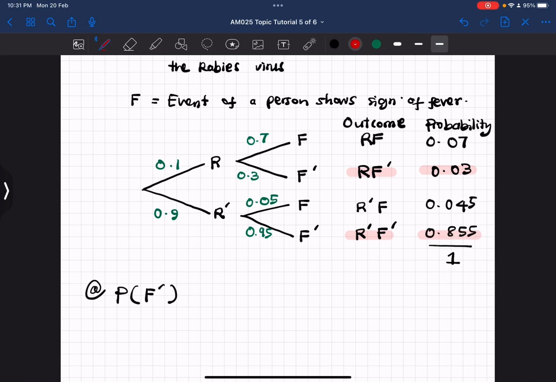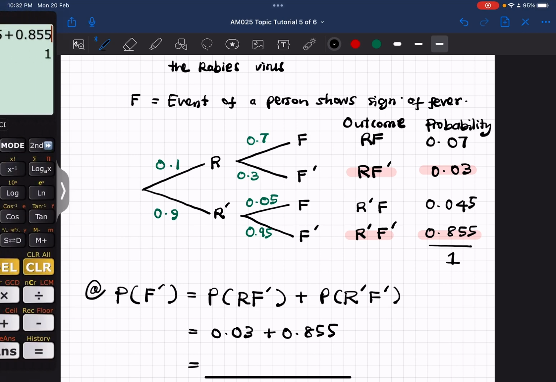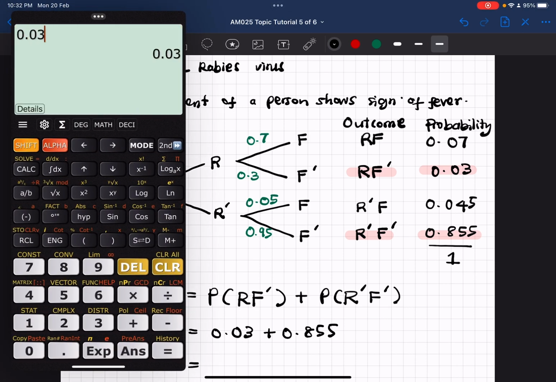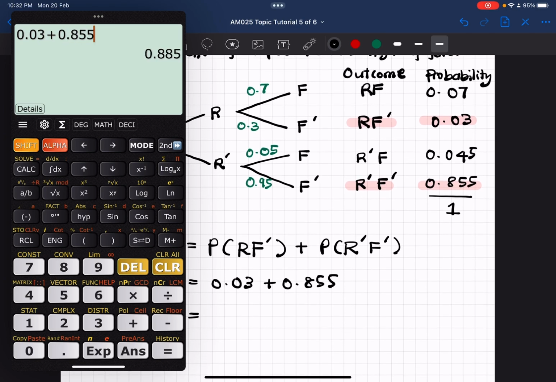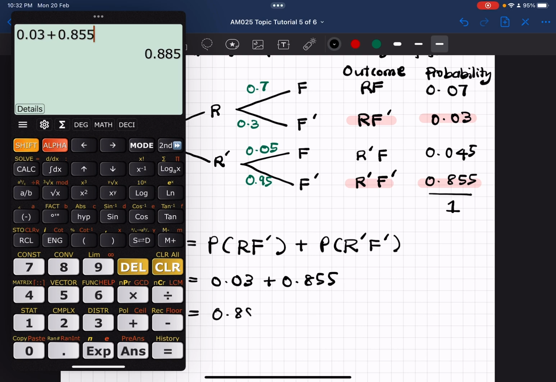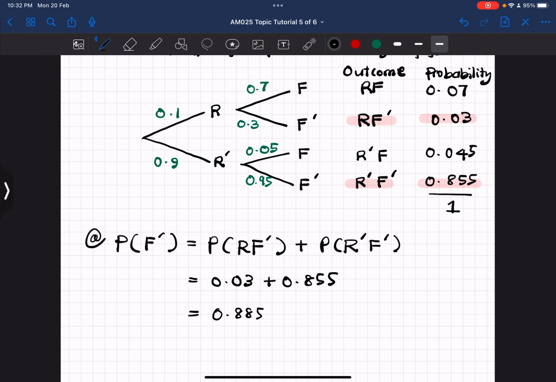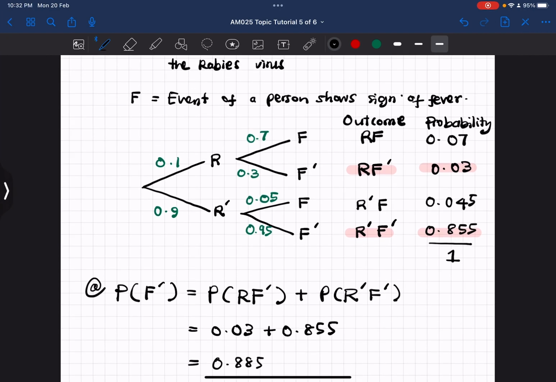So let's write it down as the probability of R and complement of F, plus the probability of complement of R and complement of F, which is 0.03 plus 0.855. So we're going to get 0.885. So that is the probability of not showing any signs of fever.